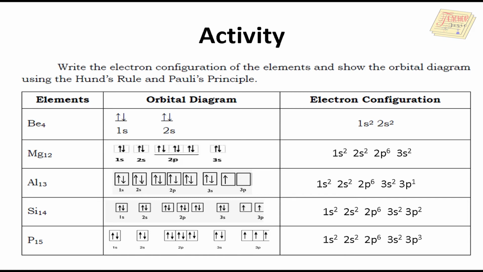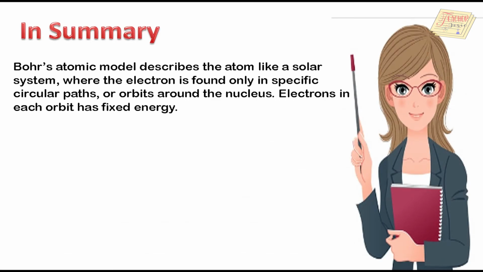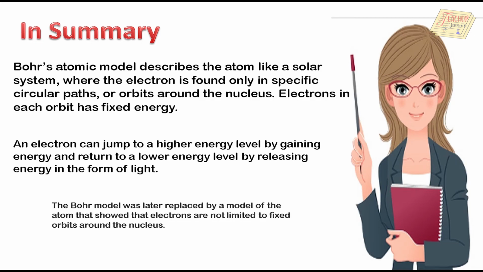Do you have the same answer? In summary, Bohr's atomic model describes the atom like a solar system, where the electron is found only in specific circular paths or orbits around the nucleus. Electrons in each orbit have fixed energy. An electron can jump to a higher energy level by gaining energy and return to a lower energy level by releasing energy in the form of light.